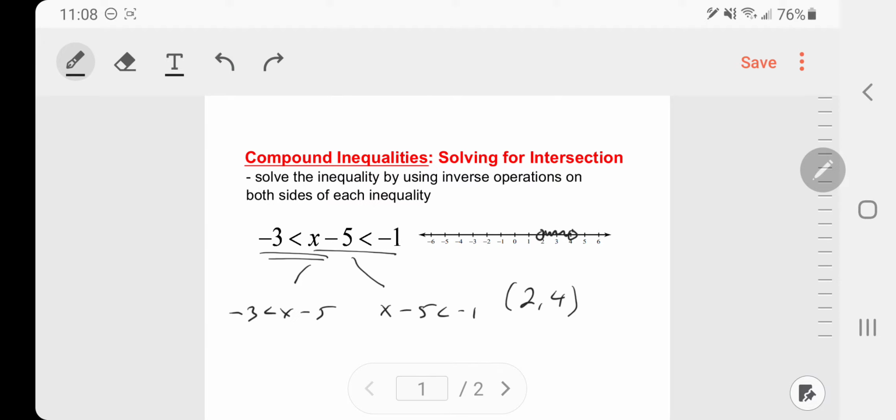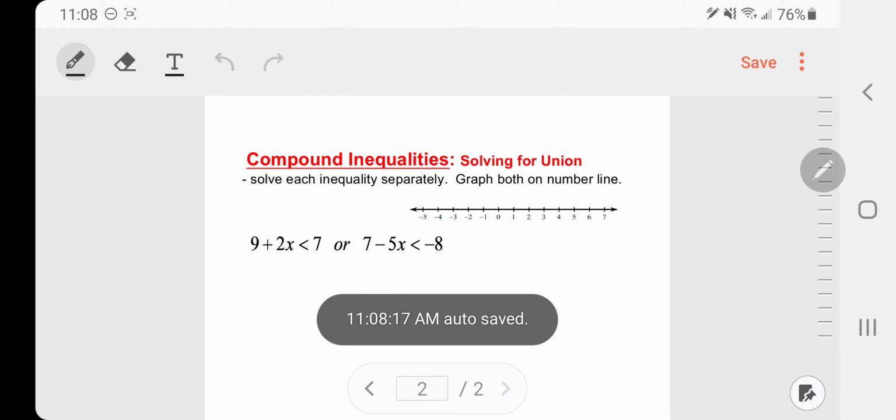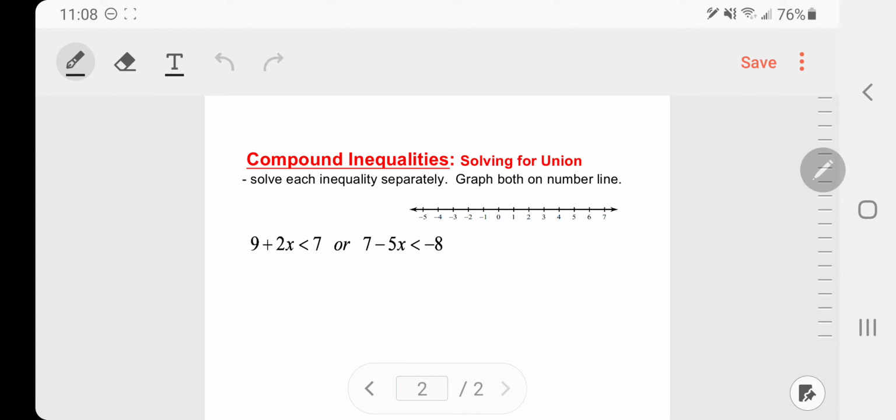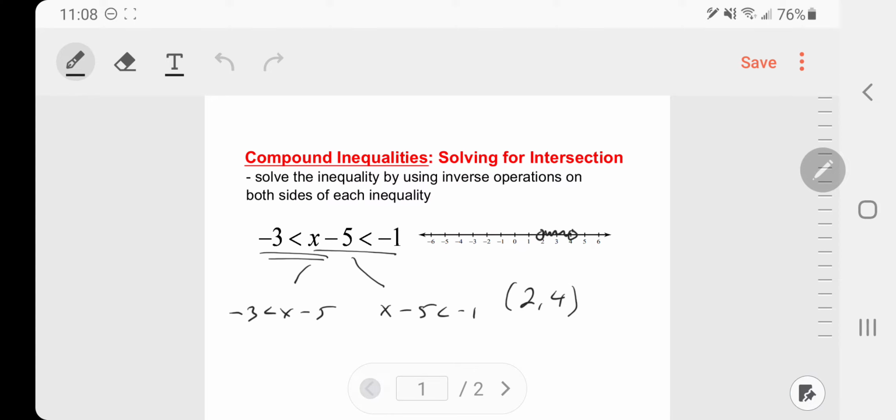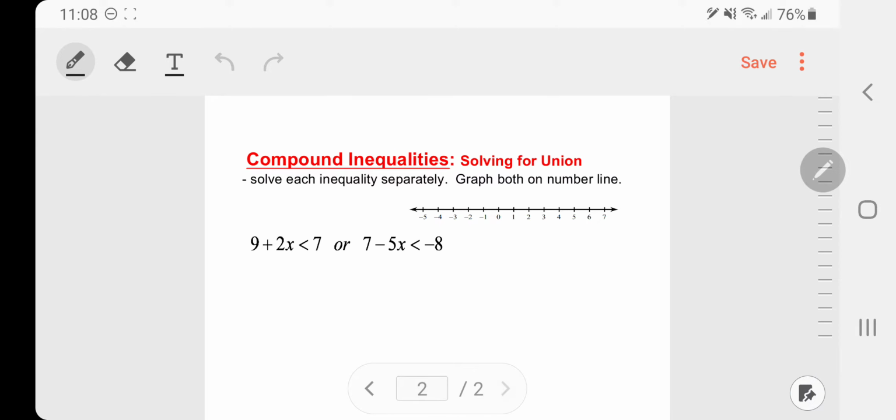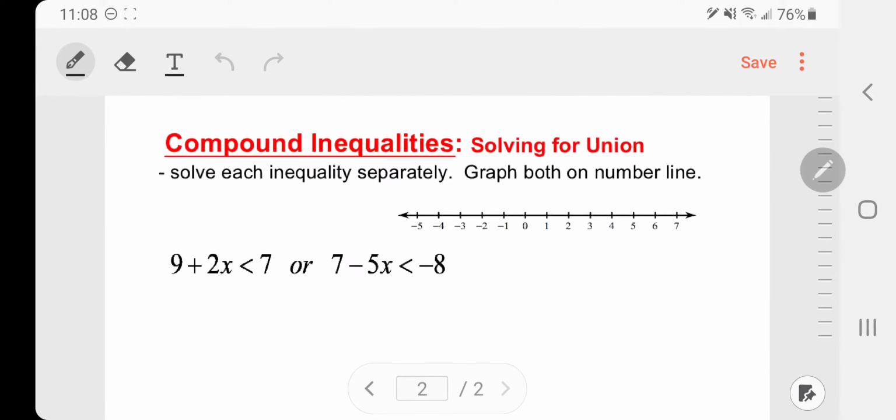All right, let's take a look at a second example. Okay, now this one, you see that it's separated by an or, whereas the first one would have been separated by an and if you split them. Okay, an or is going to be a union, so you're going to solve each of your inequalities separately, and then you are going to plot it, and then we'll look at how to write the interval notation after.